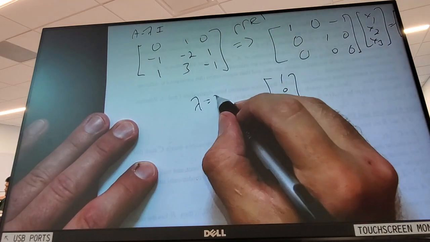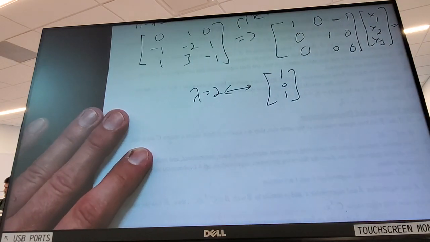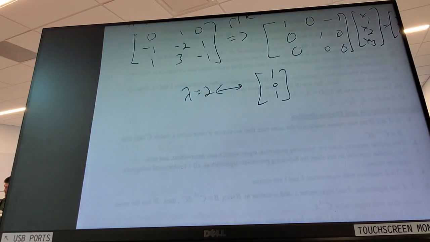Yeah, lambda equals 2 goes with this eigenvector. The eigenspace for lambda equals 2 is every multiple of (1, 0, 1). So the eigenspace in this case is a line. There's a problem that we're going to see later, why it becomes a problem.